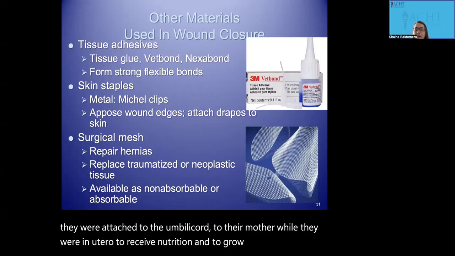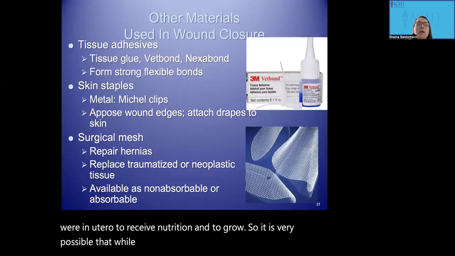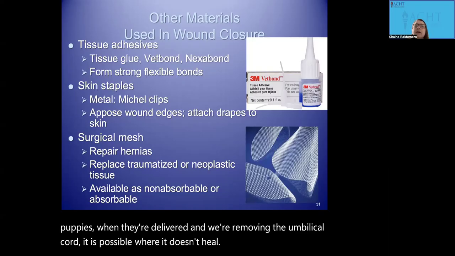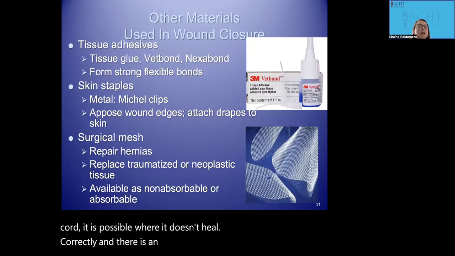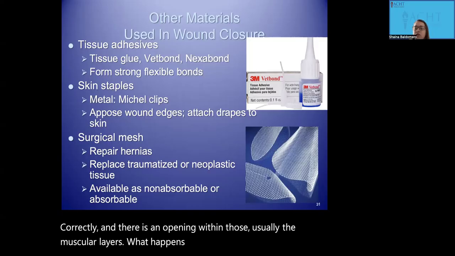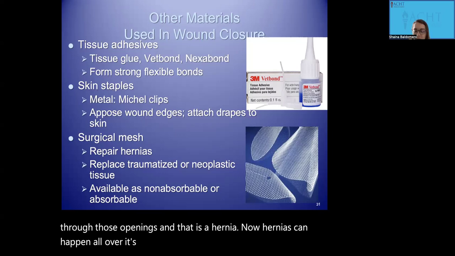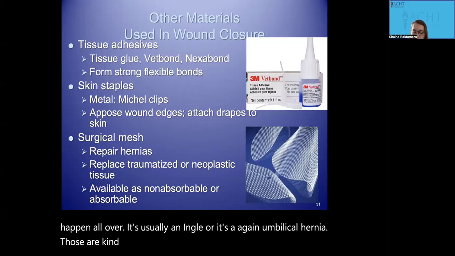So it is very possible that, let's say for example it's puppies, when they're delivered and we're removing the umbilical cord, it doesn't heal correctly and there is an opening within those, usually the muscular layers. What happens is that soft tissue will start to push through those openings, and that is a hernia. Now hernias can happen all over. It's usually an inguinal or, again, an umbilical hernia. Those are kind of the most common ones that we see.